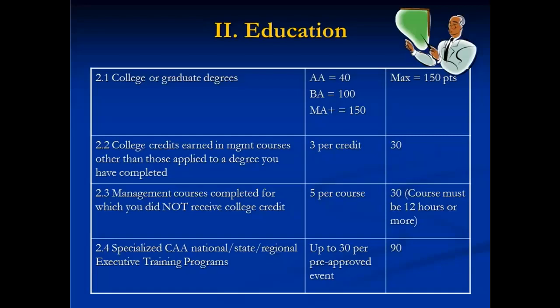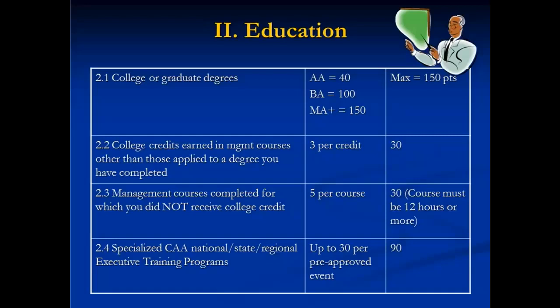Perhaps you've gone back to school, or perhaps you never completed your degree, and perhaps you took a course in leadership skills at a school. And that course was not applied to a degree, but you did get college credit for it. It's 3 points per credit. You got a 3-credit course, that's 9 total points, for example.